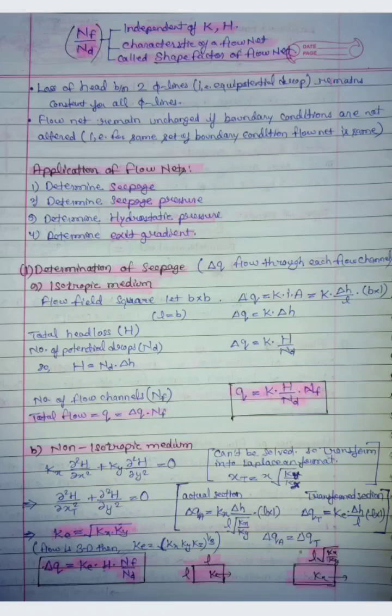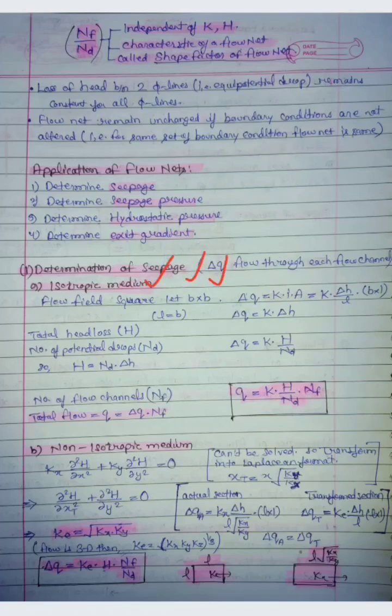Now let's come to applications of flow nets. Flow net is used for determining the seepage, the seepage pressure, the hydrostatic pressure, and the exit gradient. Now the next is determination of seepage. So how is seepage determined? We know delta Q, the small flow per unit time through each flow channel, is denoted by delta Q. In an isotropic medium, the flow field is square, that is B into B.